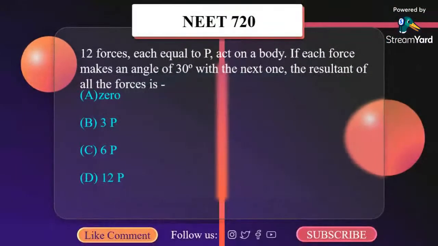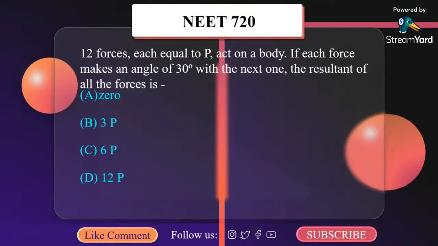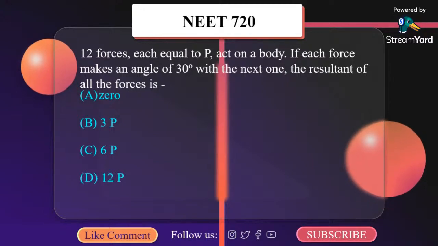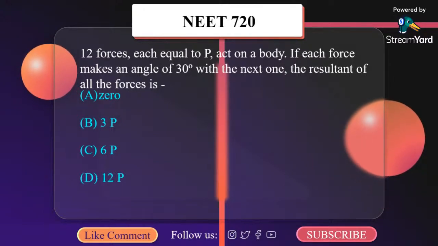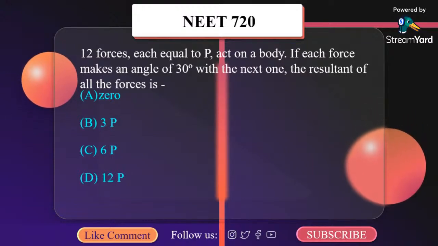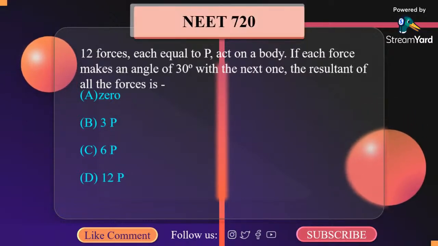12 forces each equal to P act on a body. If each force makes an angle of 30 degree with the next one, the resultant of all forces is A 0, B 3P, C 6P, D 12P. It is 0.